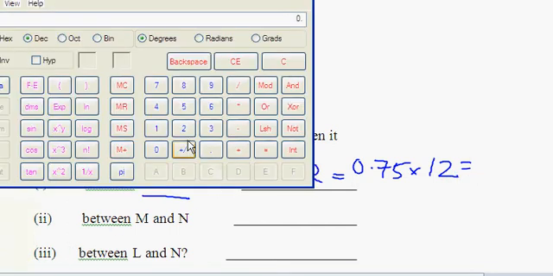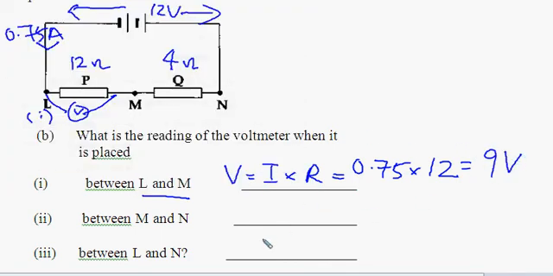So I press my calculator. 0.75 times 12. My answer will be 9V. So this is for part 1. What about between M and N? Between M and N is actually here. Okay, this is part 2.